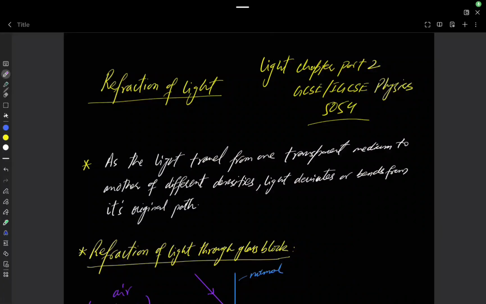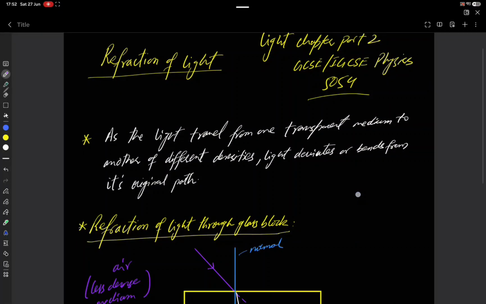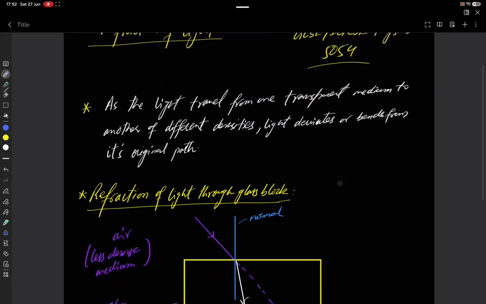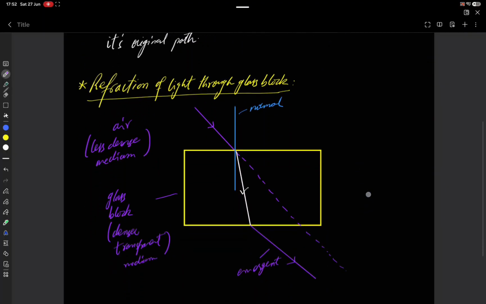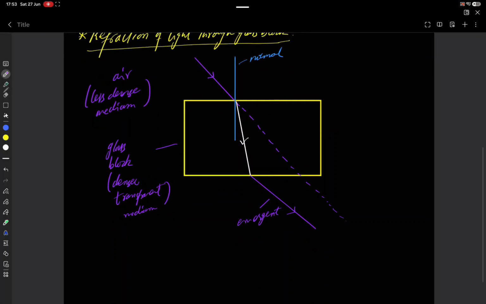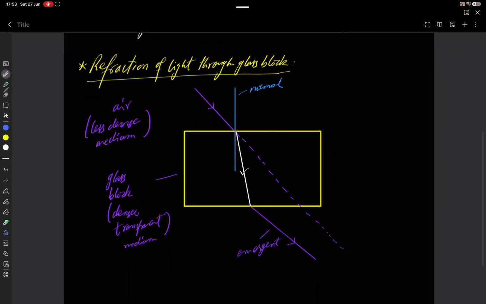Today we will discuss the refraction of light, the second part of the light chapter. So what is the refraction of light? As light travels from one transparent medium to another of different densities, it deviates or bends from its original path. Now, for refraction of light through a glass block, we have to see how the glass block bends the light ray.